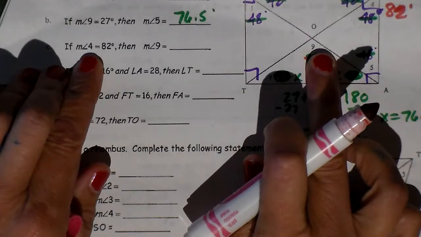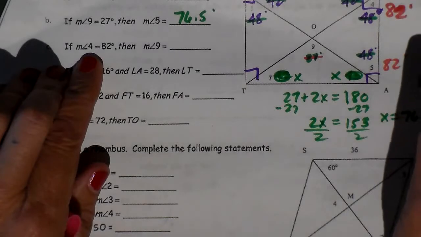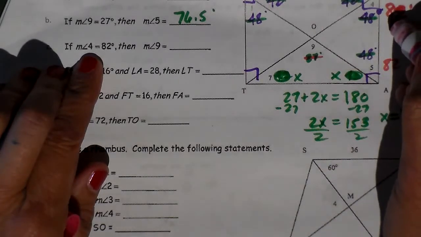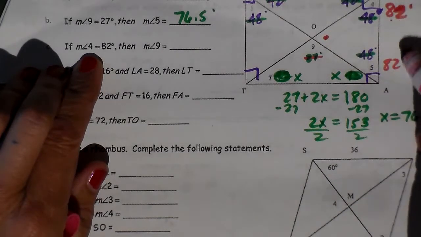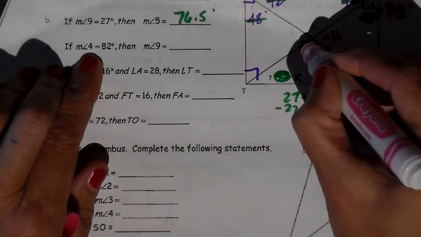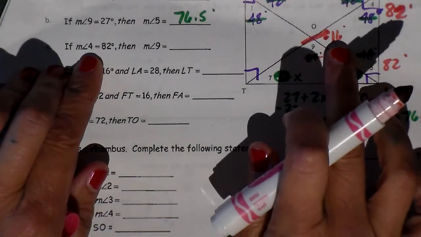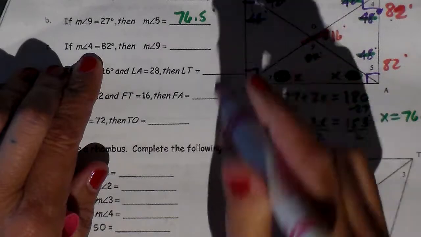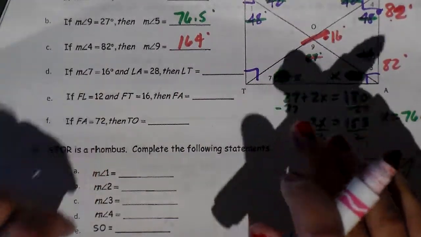Well, again, if 4 is 82, 5 has to be 82, because those base angles are the same. The three angles of a triangle add to 180. So this plus this plus this have to add to 180. That's 164, which means this is 16. And what do these make? A linear pair. So 16 taken away from 180 is 164. So 9 would have to be 164, because those make a straight line.